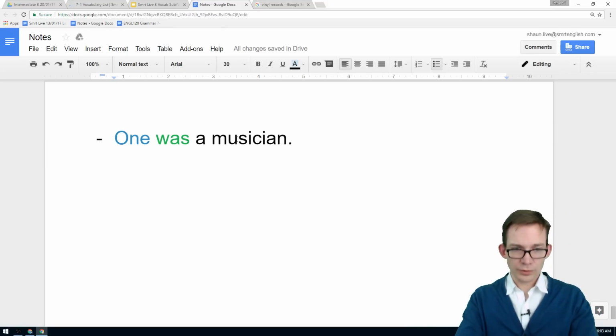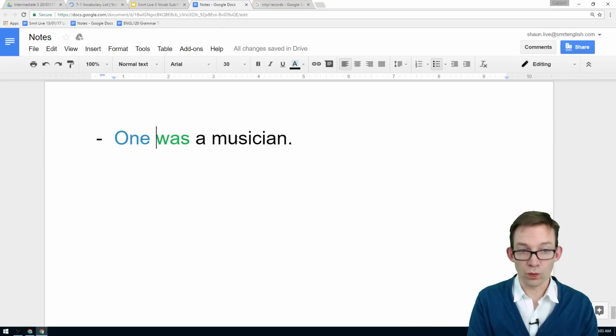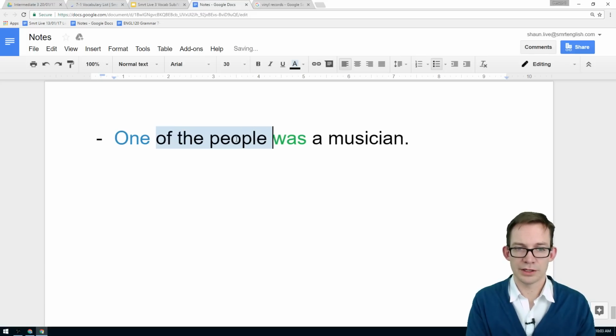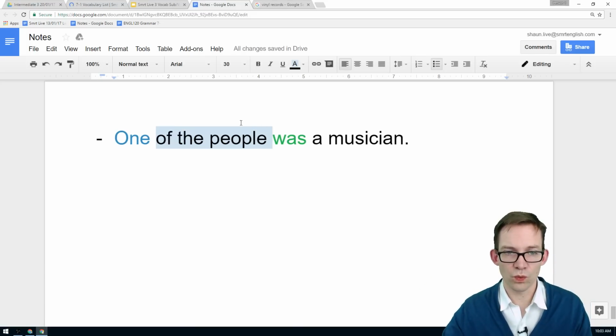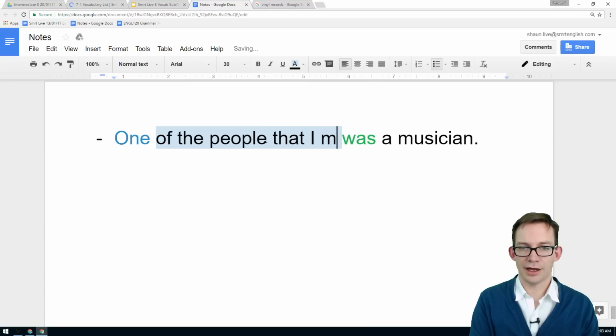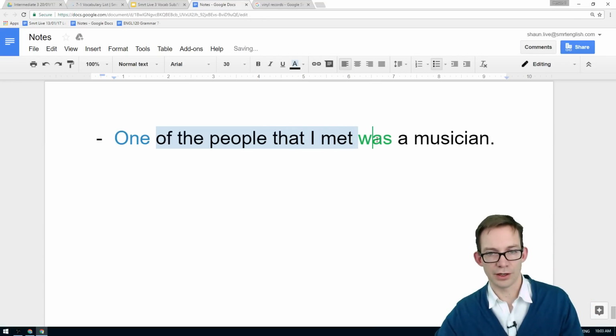So look at this sentence. One of the people, or one was the musician, one of the people. This is just a phrase, right? Don't worry about people being plural, because that's not the subject. There's your subject right there. Okay? One of the people that I met was a musician. Main verb, subject over here.